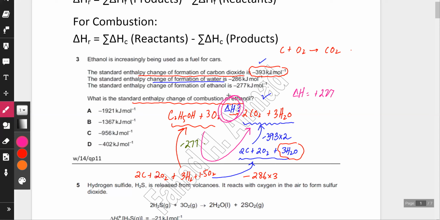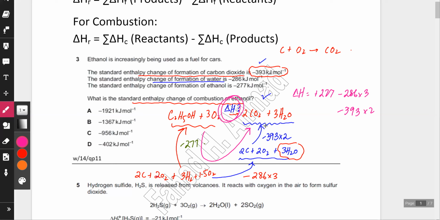Why plus 277? Because you have to go in the opposite direction. Then it would be minus 286 times 3, and then it's going minus 393 times 2, right? So you're taking this path. Your enthalpy change would be equal to this other path.